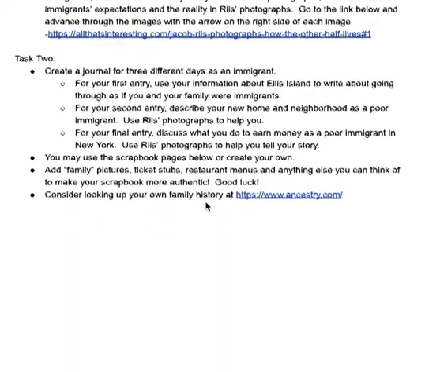And then from there, they're going to create a journal. The first entry is your information about Ellis Island, written as if you were going through Ellis Island. Your second journal entry is your new home in your neighborhood, and you're going to use those photographs for that. What does it look like? What do you see? What do you smell? What do you hear? And what do you taste in those new neighborhoods in New York City? And your final entry, discuss what it is that you do to earn money as a poor immigrant in New York State. Again, use those photographs at that Jacob Riis site to tell your story.